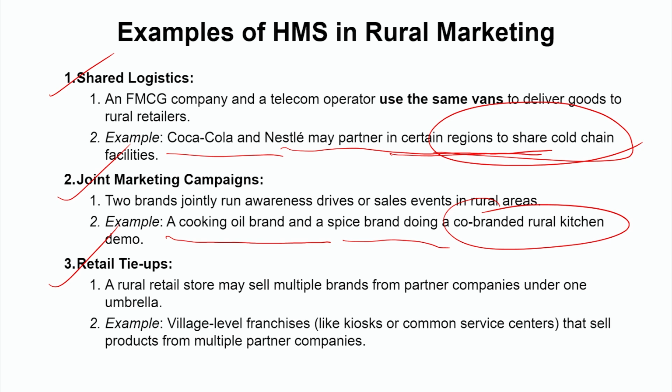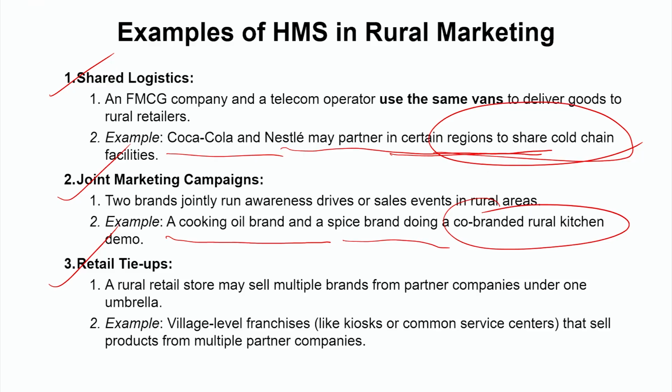You might have gone through the MasterChef programs. Generally it is in the metro cities, but it has its penetration in the villages also, because villagers are also watching TV. What do they do? X brand and Y brand come together and place their products in the market. Means oil of X brand and the spices of Y brand are going to come together. They are joining and doing the campaign.